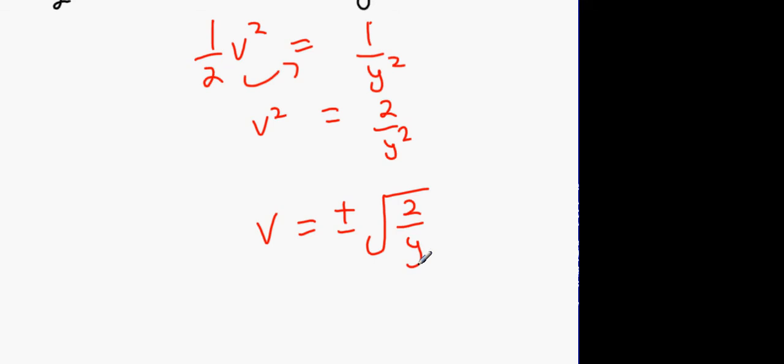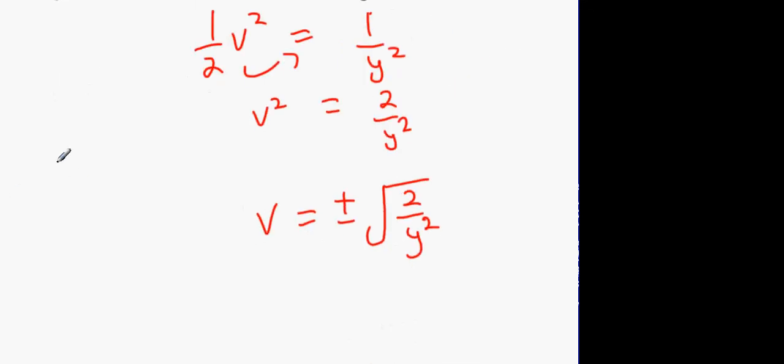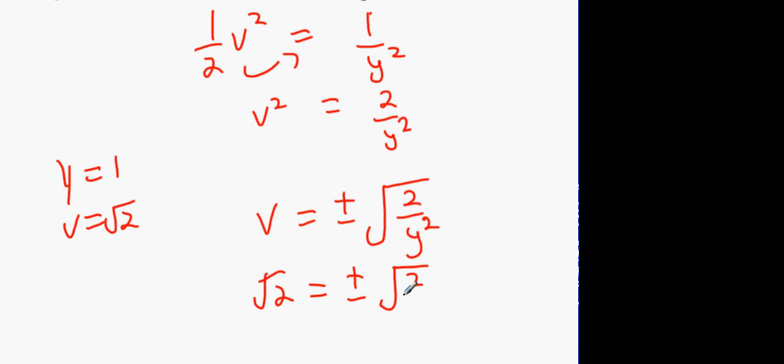Once again, y squared. Okay, we have to check our limits. Our limits are when y equals 1, v equals root 2. This is from the top of the question. Therefore, v is root 2 when y is 1. Therefore, it's root 2 divided by 1.